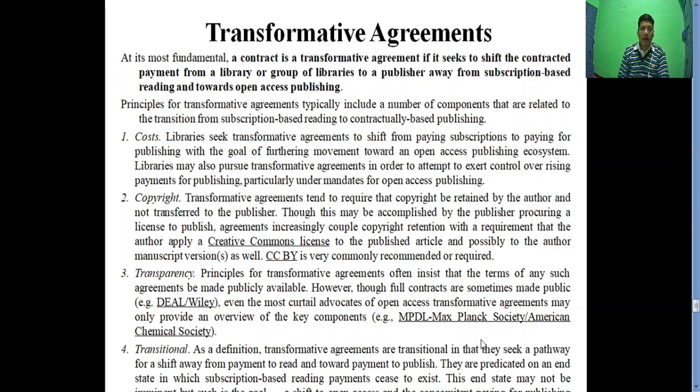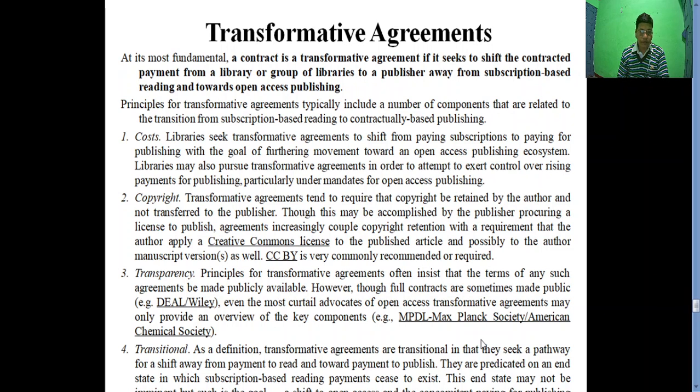Transparency. Principles for transformative agreements often insist that the terms of any such agreement be made publicly available. However, though full contracts are sometimes made public, even the most committed advocates of open access transformative agreements may only provide an overview of the key components, and such kinds of transparency will be provided.